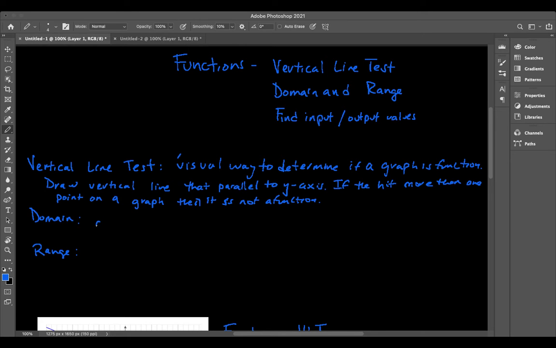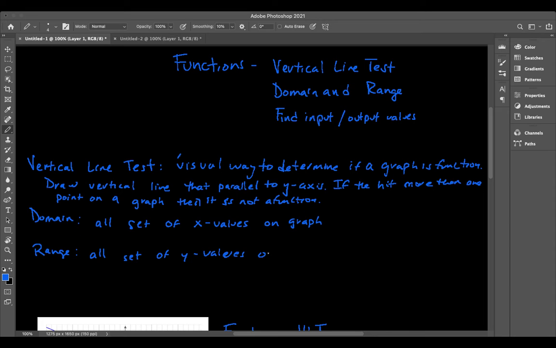Domain is basically the set of all x values on the graph. That's another important thing to understand: all the set of x values on the graph. Range is basically the set of all y values on the graph.